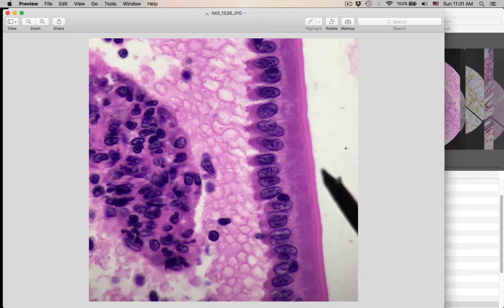And what is the function of this apical surface modification? So that's number 23.